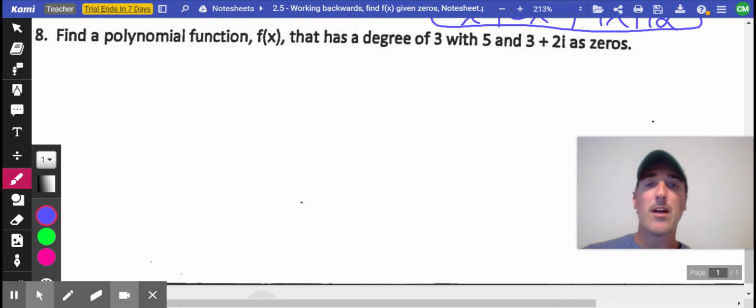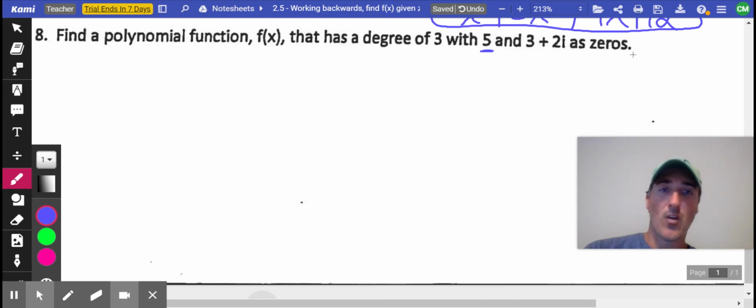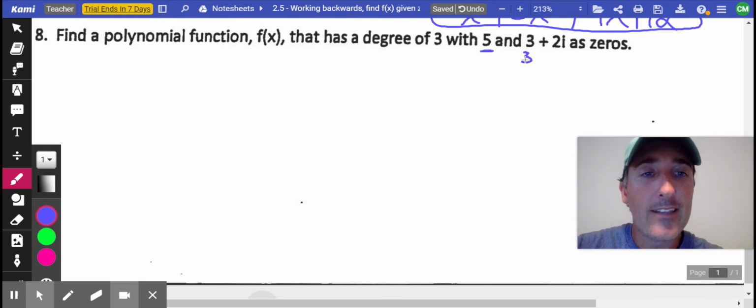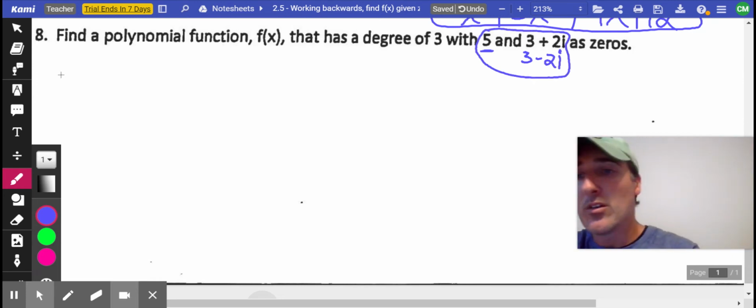All right, so find a polynomial function that has a degree of 3, and it has 5 and 3 plus 2i as zeros. Right away they try to trick us. They only list one zero. Make sure that you list the complex conjugate. So implied in this is that its conjugate 3 minus 2i is also a zero. So these are all the zeros.